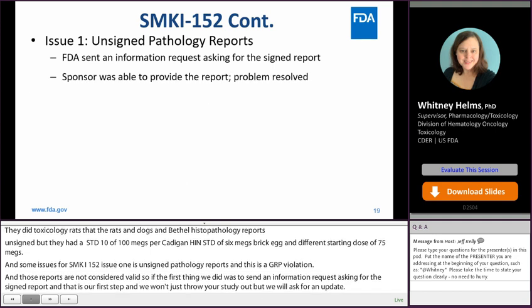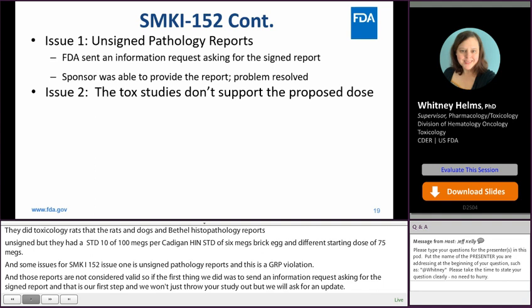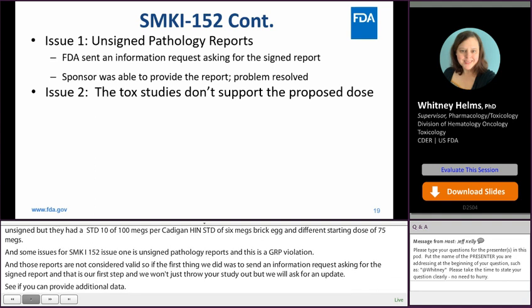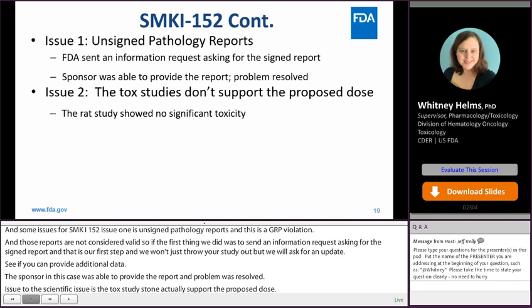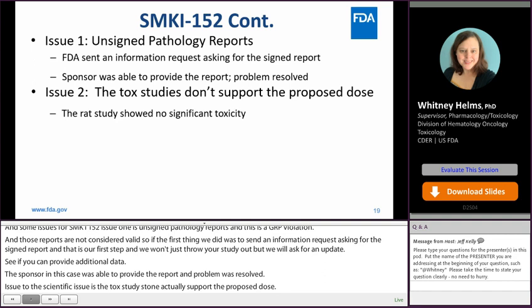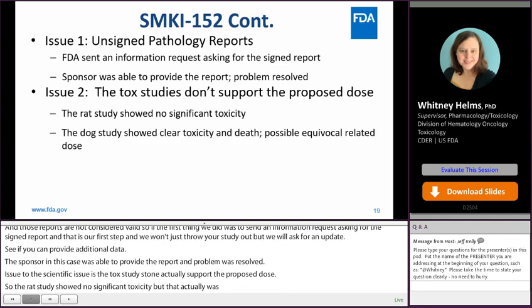The sponsor in this case was able to provide the report. The problem was resolved. Issue 2, which is a more scientific issue, is that the tox studies don't actually support the proposed dose. So the rat study showed no significant toxicity, but that actually wasn't a good thing. There were questions about exposure, there were questions about metabolism, there was something a little worrying about that study. The dog study showed clear toxicity and death, and it was not completely dose-related.